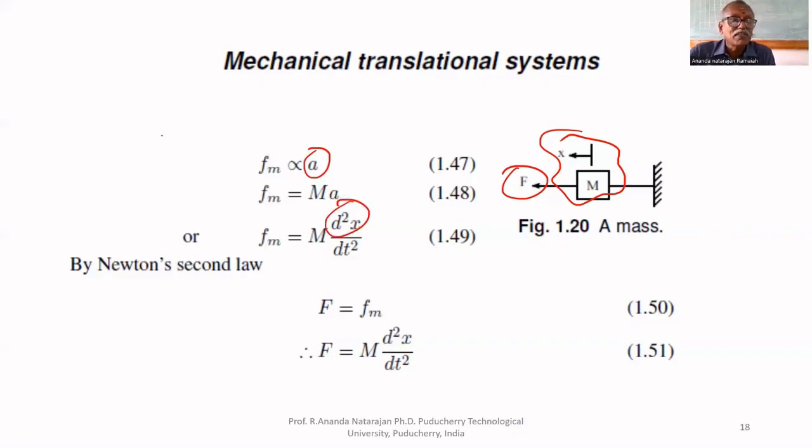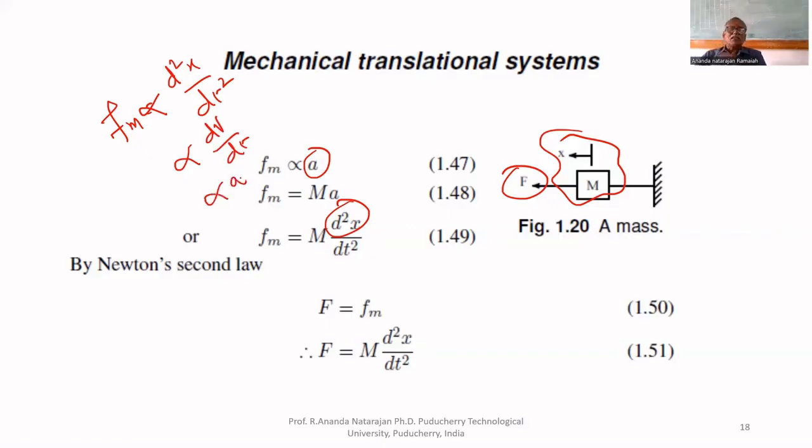We can say that the reaction force Fm is proportional to d square x by dt square, the second derivative of displacement, or proportional to dv by dt, the first derivative of velocity, or simply proportional to acceleration. How do we understand acceleration? If acceleration is not zero, the mass will move in future.